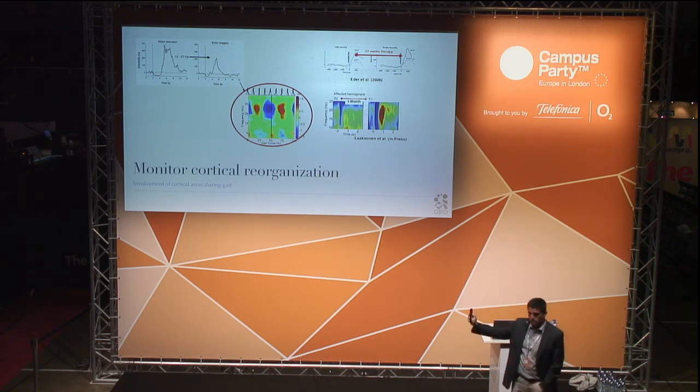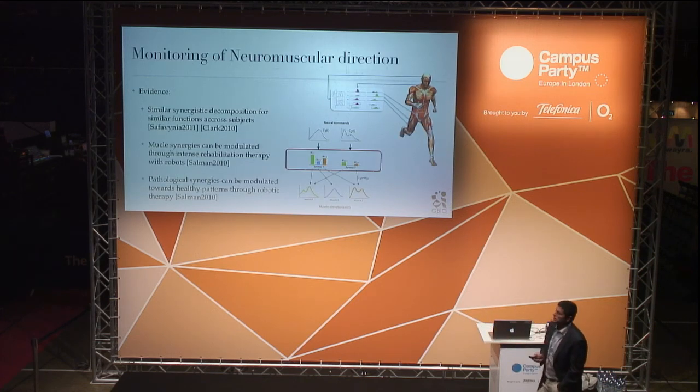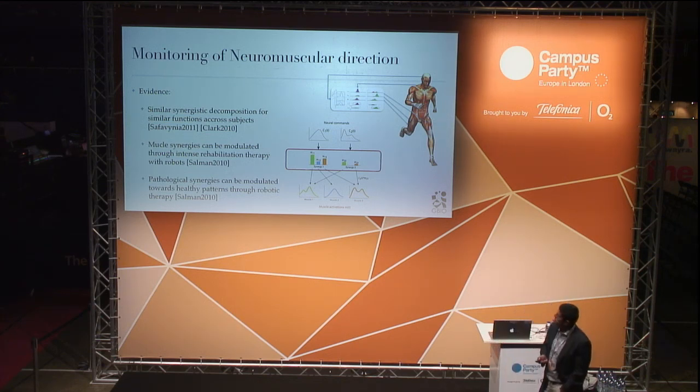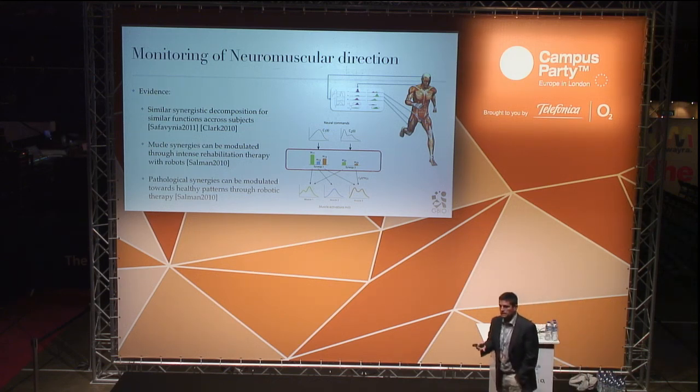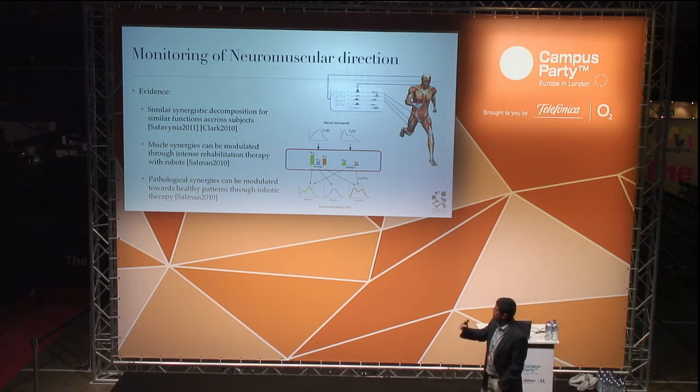So we can source our information at the brain level to drive our systems, but we can also source the information at the spinal cord level or at the muscular level. So what we have here is an explanation on how we can do this. So basically, in a few words, in a nutshell, we plan our activities at the brain level.